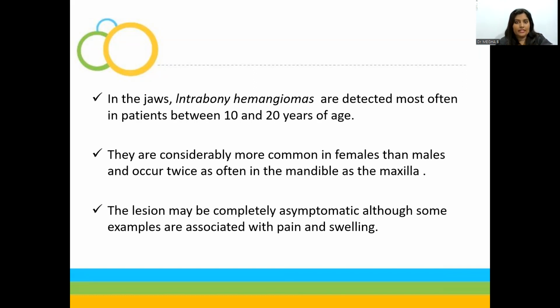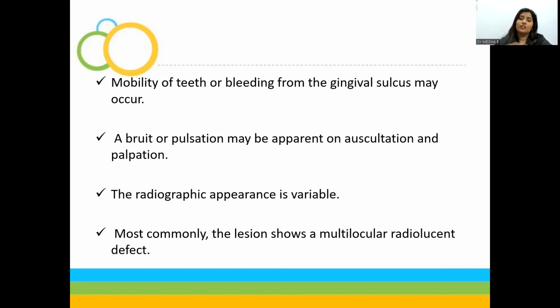The lesion might be completely asymptomatic, but we can see the radiographic evidence. The patient might not have any symptoms such as pain or swelling in the initial phase. But there can be mobility of teeth or bleeding from the gingival sulcus, and a bruit or pulsation may be seen on auscultation or palpation in such areas. Again, the radiographic appearance is mostly a multilocular lesion. There can be a soap bubble or honeycomb-like appearance seen in the radiograph, but mostly these radiographic features are variable.